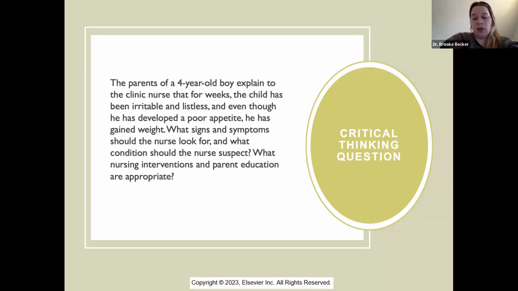Yeah, good. Anyone else have anything to add? Oh, and like no immunizations if they're on steroids? Yes, good. That's an important one.